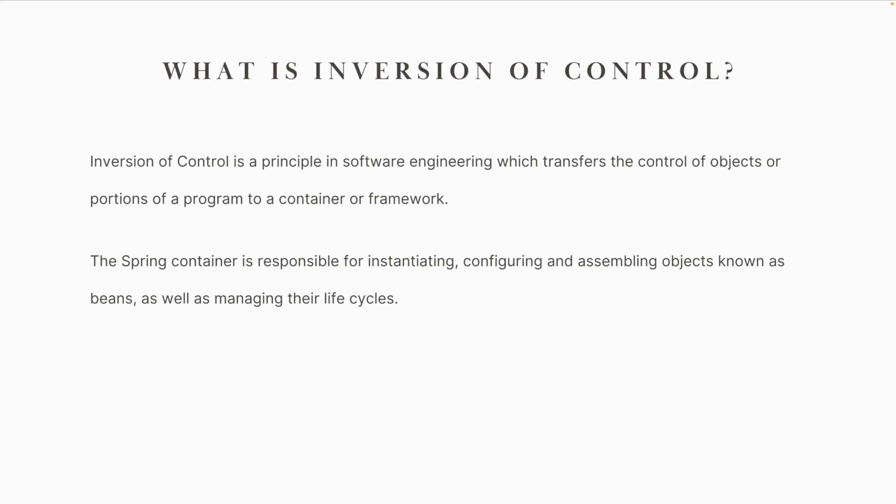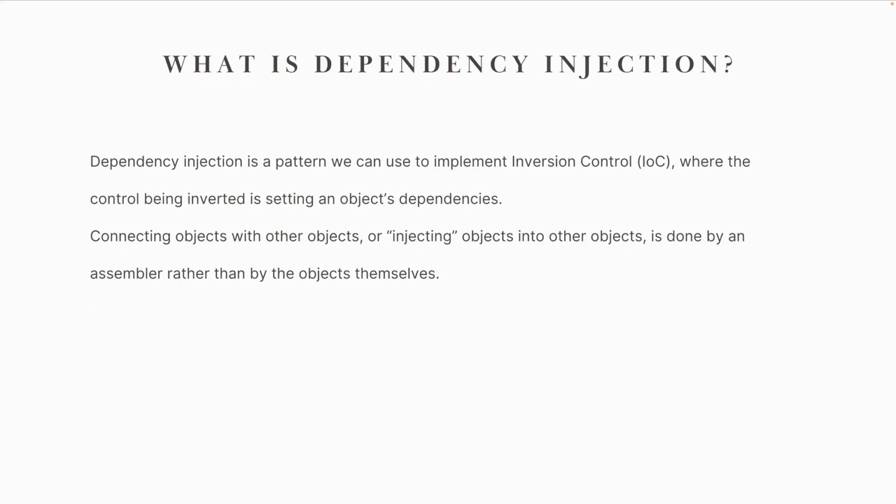That would be crazy. But with inversion of control, we allow Spring Boot to handle that for us. And then in collaboration with inversion of control, we have dependency injection. Dependency injection is a pattern that we use to implement inversion of control, where the control being inverted is setting an object's dependencies, connecting objects with other objects, right? In this case, dependency injection means injecting objects into other objects.